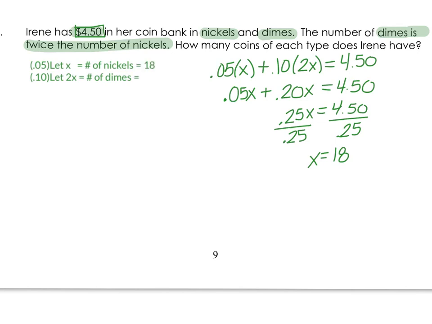And now that I know what my x is, the number of dimes is twice that, so 2 times the 18 to equal 36 for the number of dimes. And then remember, you can plug this in and check in the calculator.